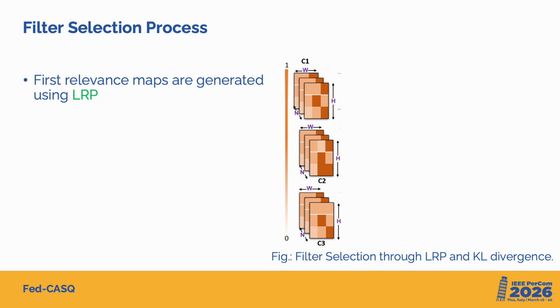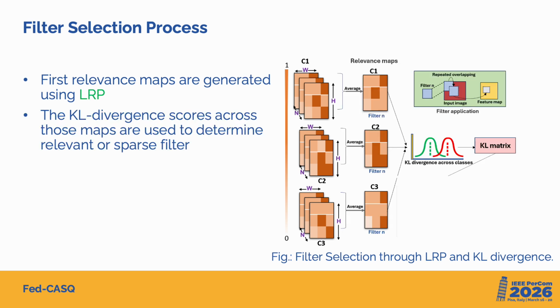Now let me zoom in on one of the core mechanisms of the Fed-CASQ framework, which is LRP-driven filter selection. As the first step, in each client for each filter, we generate class-wise relevance maps using LRP. Intuitively, these maps tell us which filters contribute the most to each class decision. We compute these maps locally, so the server never needs raw data.